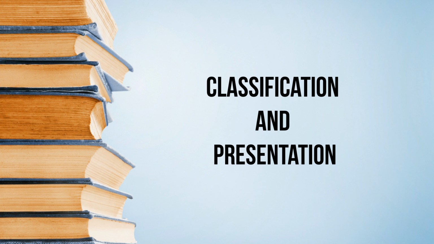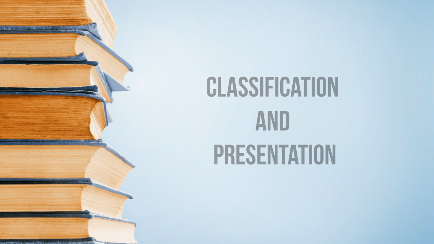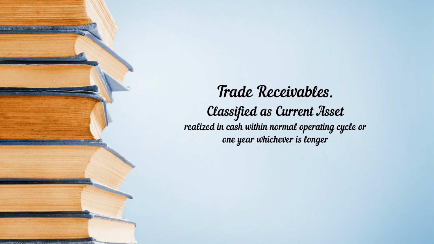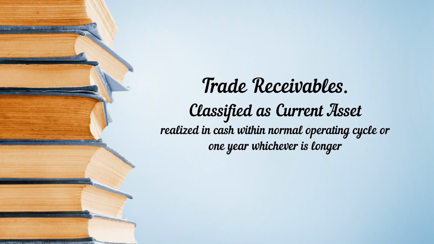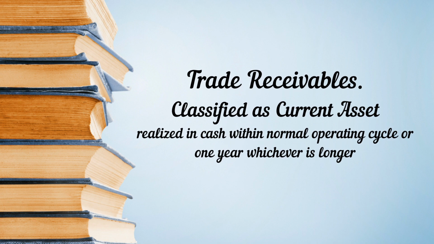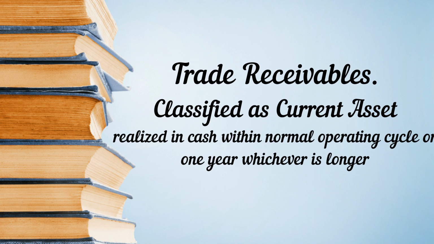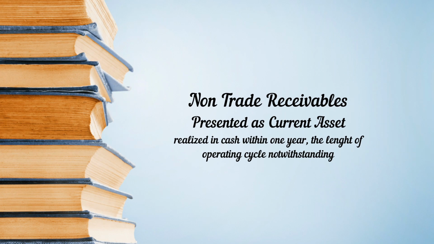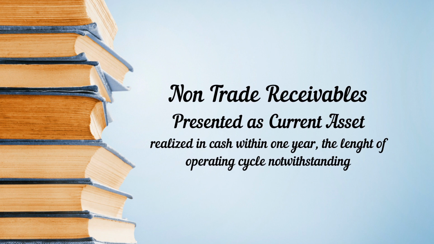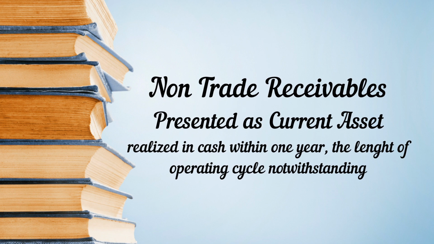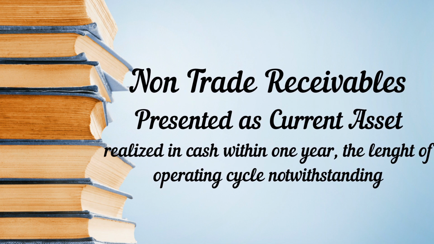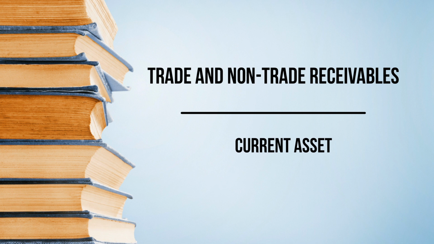So how do we classify and present trade and non-trade receivables in the statement of financial position? Trade receivables which are expected to be realized in cash within the normal operating cycle or 1 year, whichever is longer, are classified as current asset, while non-trade receivables which are expected to be realized in cash within 1 year, the length of the operating cycle notwithstanding, are classified as current asset. Trade and non-trade receivables which are currently collectible shall be presented on the face of the statement of financial position as one line item under the current asset.